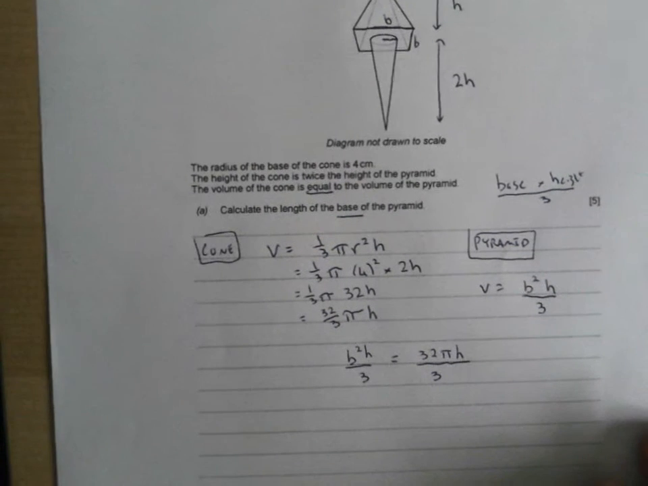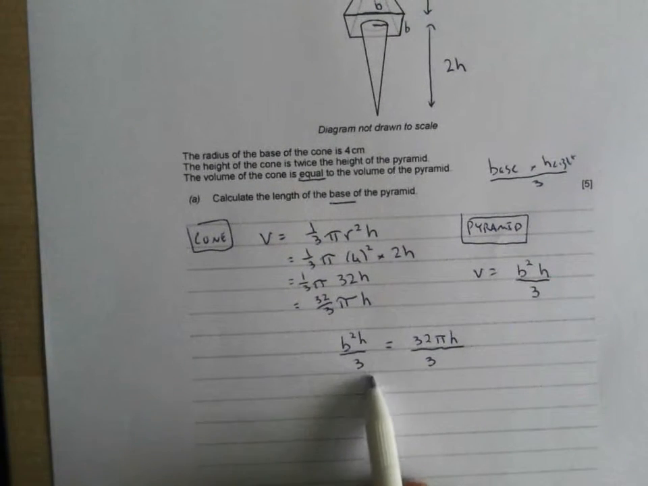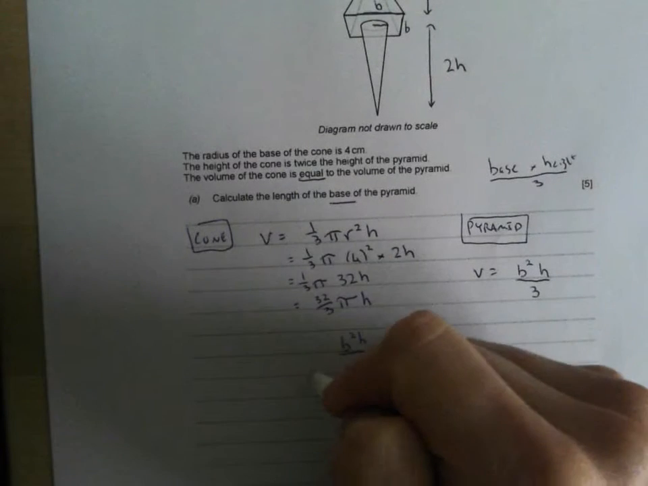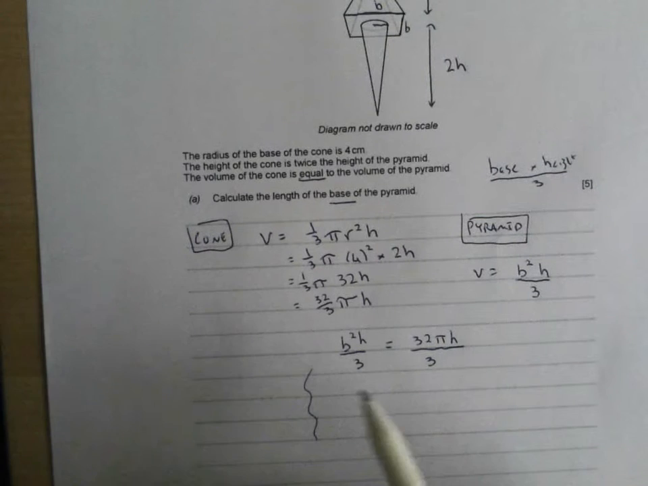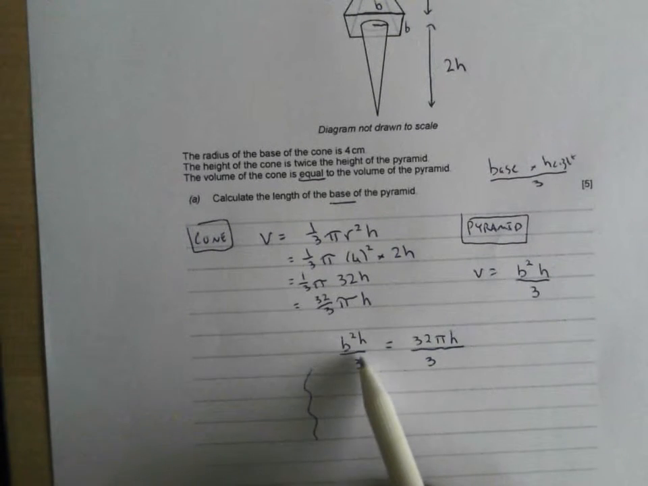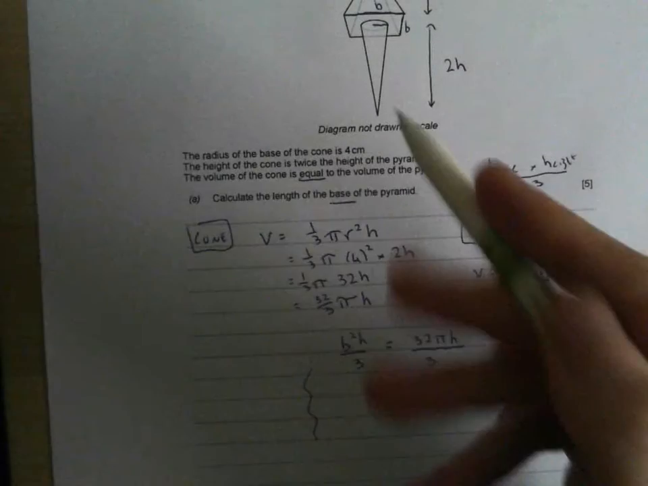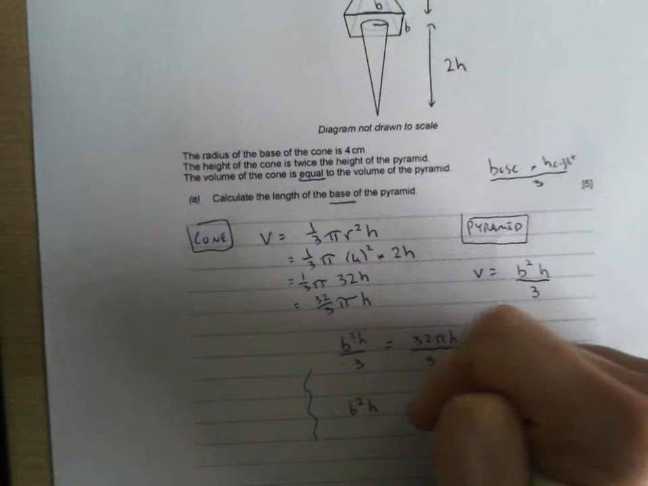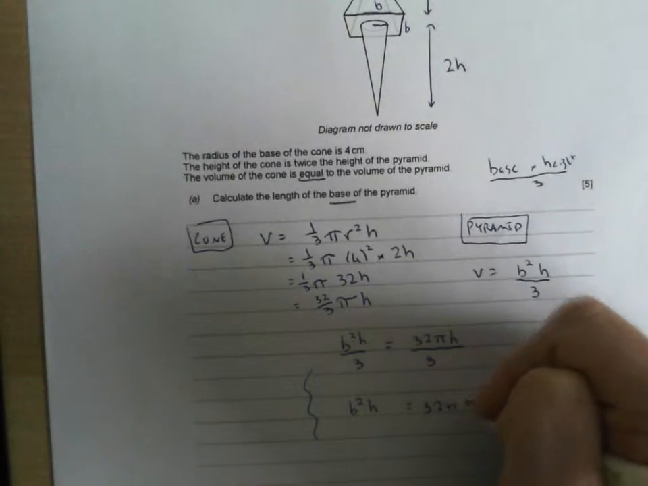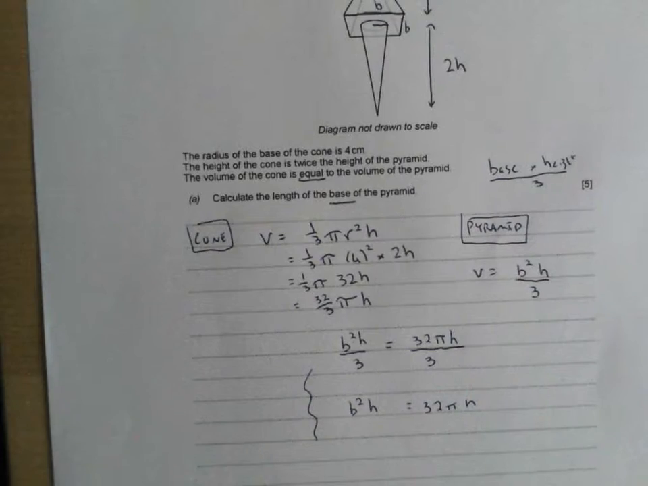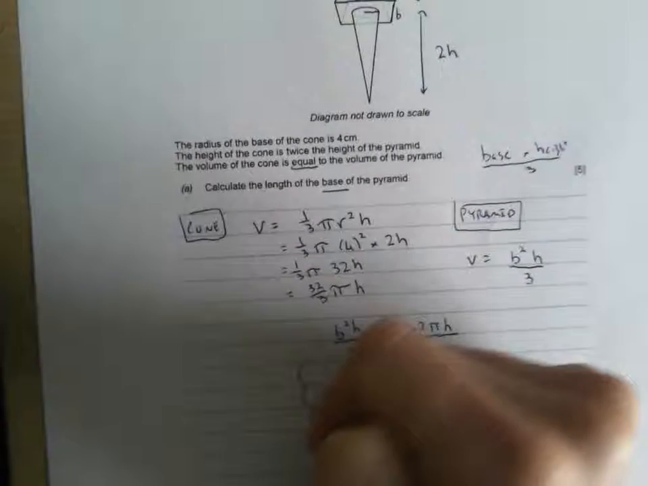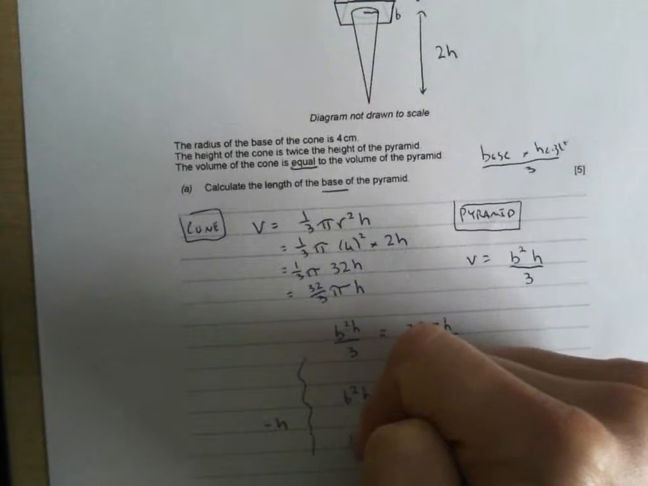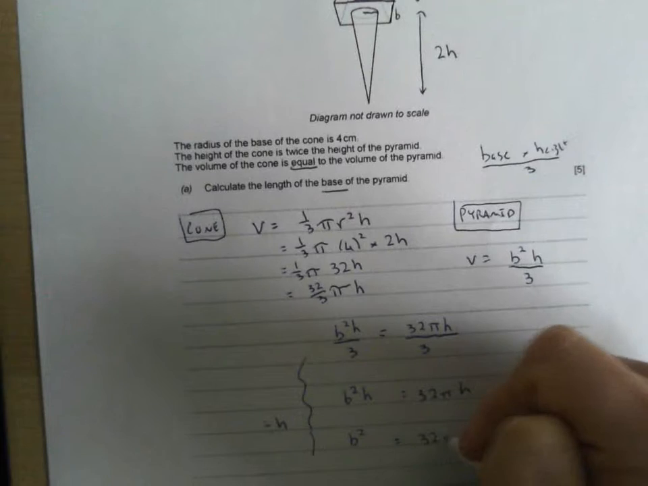Okay, apologies for that. Right, so we've got b squared h over 3, and 32 pi h over 3. Can I solve this equation? Well, a good thing to do straight away might be to recognise that I've got something over 3 equal to something over 3. So surely that's going to mean that these tops have got to be the same. So that's going to tell me that b squared h has to be equal to 32 pi h. Has to be, right? Something over 3 equals something over 3, so those two things have got to be the same. Next thing, let's get rid of these h's. Divide both sides by h. So I end up with b squared equals 32 pi.